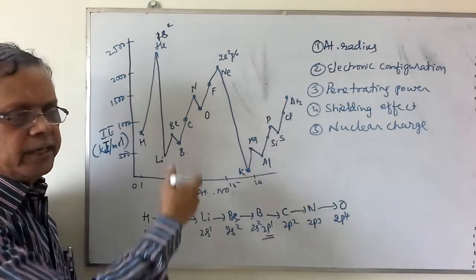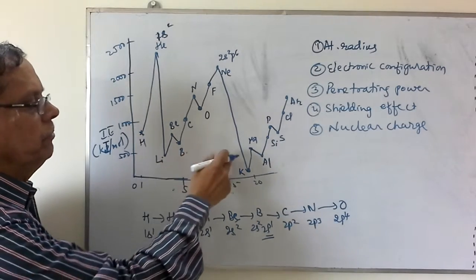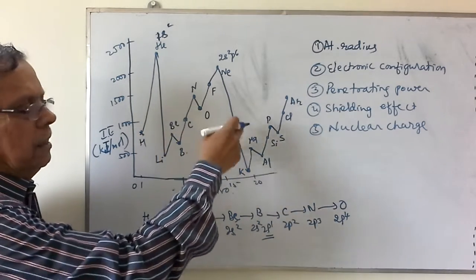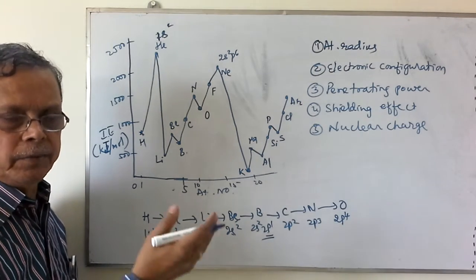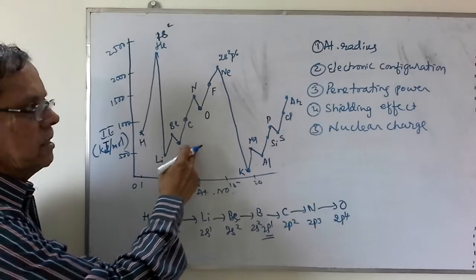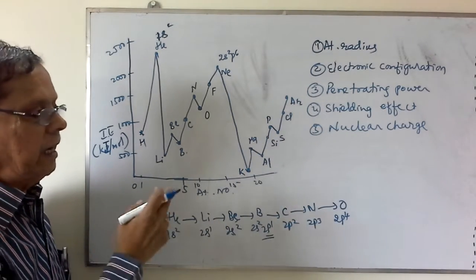Down the group, ionization energy gradually decreases, but across the period there is no regular variation because of the half filled, completely filled electronic configuration, as well as the penetrating power, etc. So this is about the topic on ionization energy.